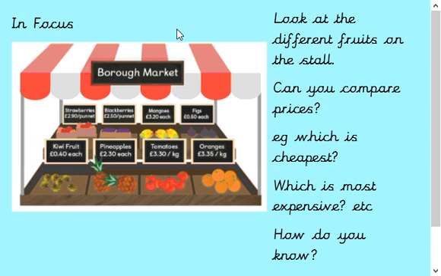Our in focus task this morning is looking at a fruit stall in Borough Market. And we're asking you to look at different fruits on the stall and see if you can compare any prices. For example, being able to recognise which will be the cheapest price, which might be the most expensive price. And then finally, how did you know that? So we're going to come back to this question during our plenary at the end.